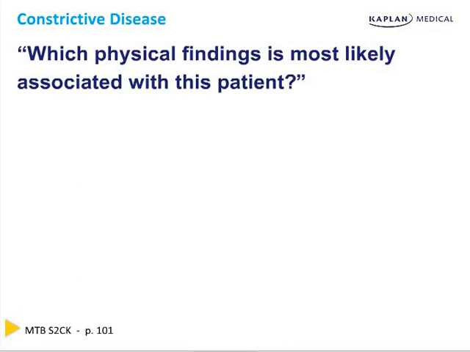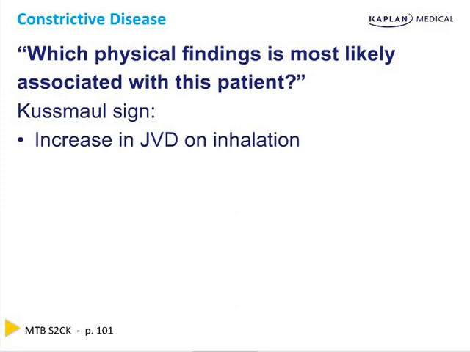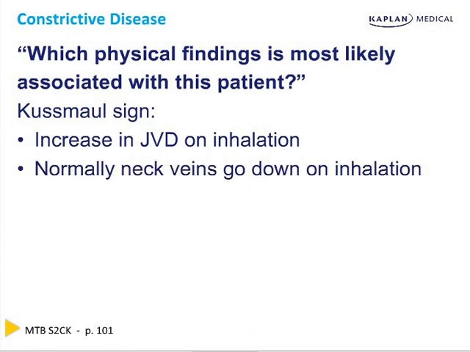Which of the following physical findings is most likely to be found in this patient? And the answer is Kussmaul sign. What happens to your neck veins when you inhale? What happens to a normal person when you inhale? Does your neck vein go up or down? You can't feel them, so take your hand off your own neck. You see them. A normal person's neck vein should go down when you inhale. But in constrictive pericarditis, they go up. It's an increase in jugular venous distension on inhalation, because normally those neck veins should go down.